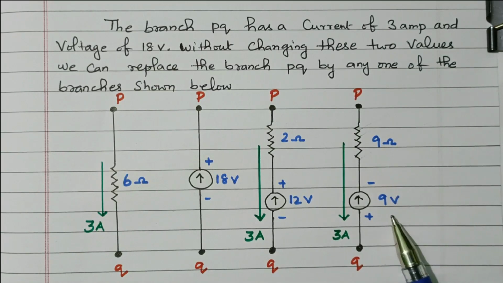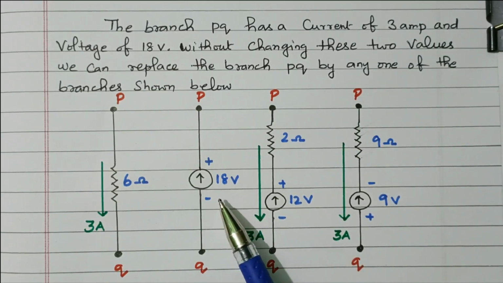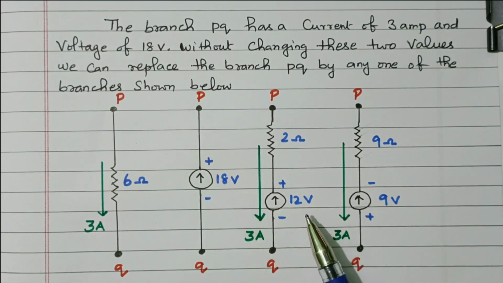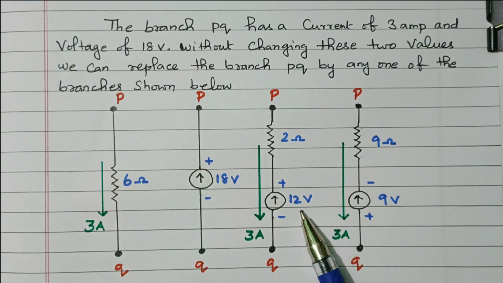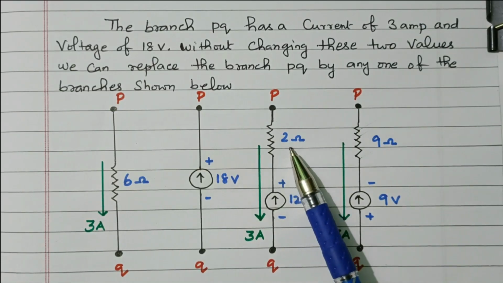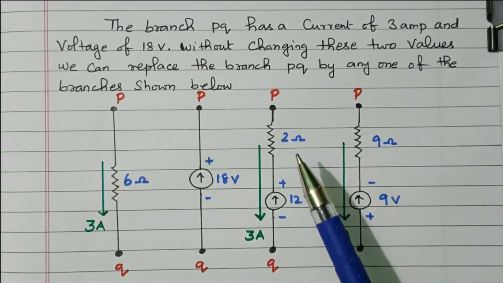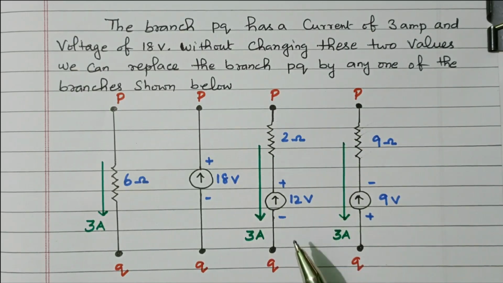The 18 voltage will be maintained in this branch PQ. Right? So in the first possibility, an 18 voltage source is directly connected. In the second possibility, a 12 voltage source is connected in series with the 2 ohm resistor. So 2 into 3, 6 voltage plus 12, 18 voltage is maintained.